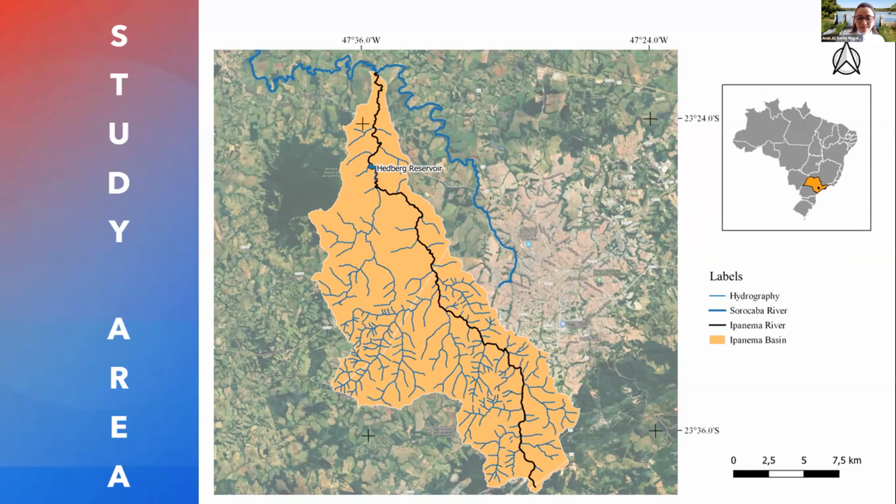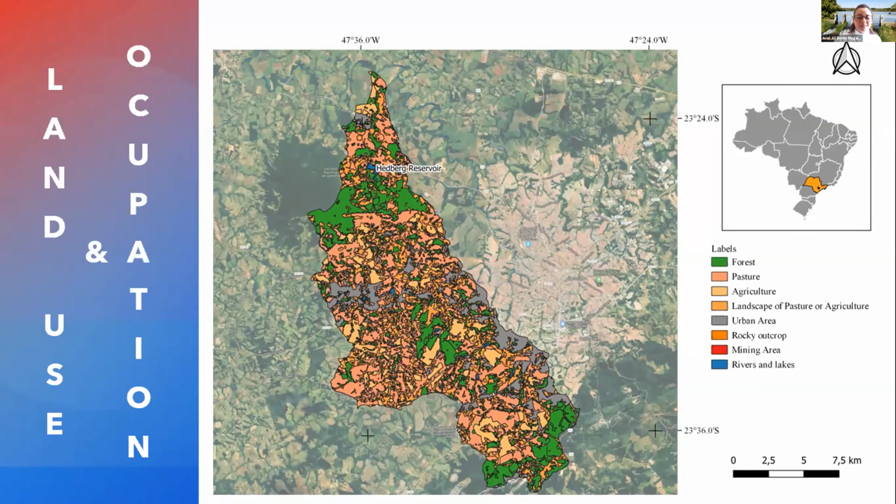And as we said, land use and occupation is of the highest importance in the study of non-point pollution. Here on the area, almost 70% of the area is pasture, agriculture, and a combination of both, pasture or agriculture. Around 20% is the area of forest here in green, and only 10% of the area is of urban activities, the gray area here in the figure.